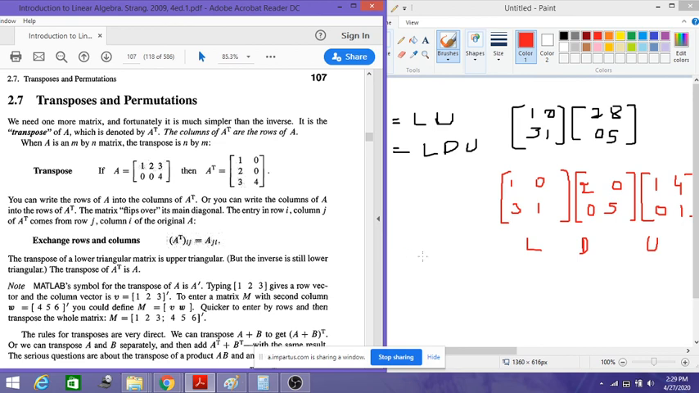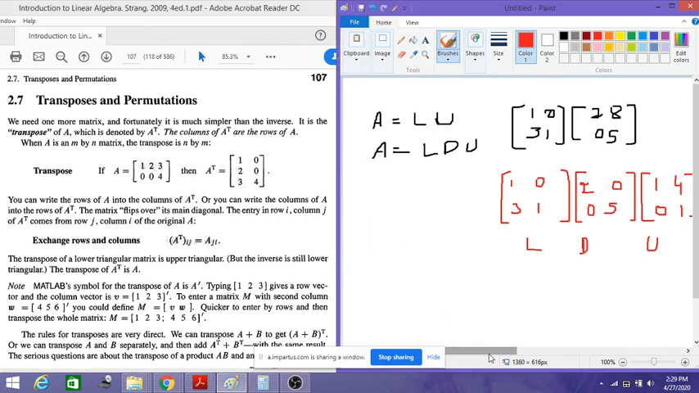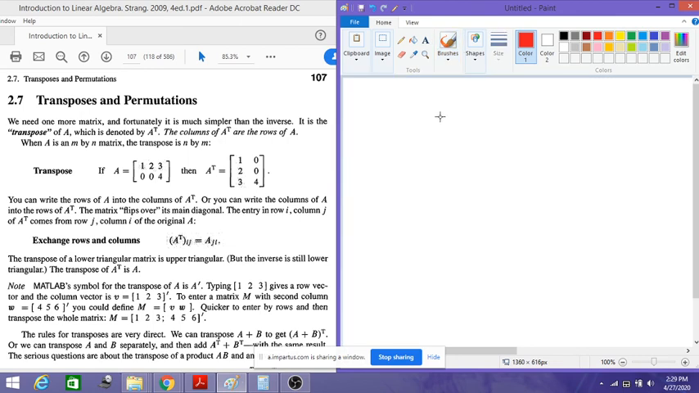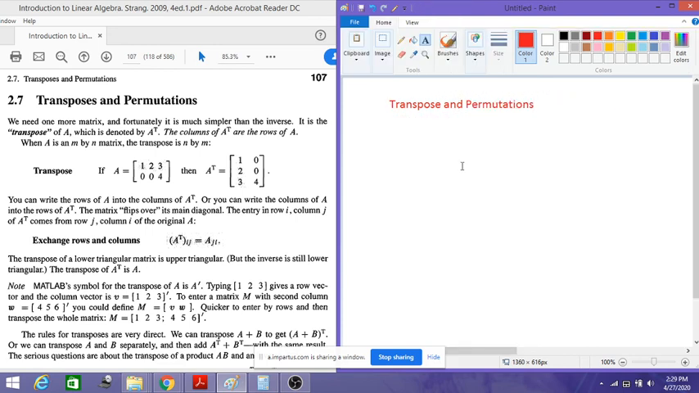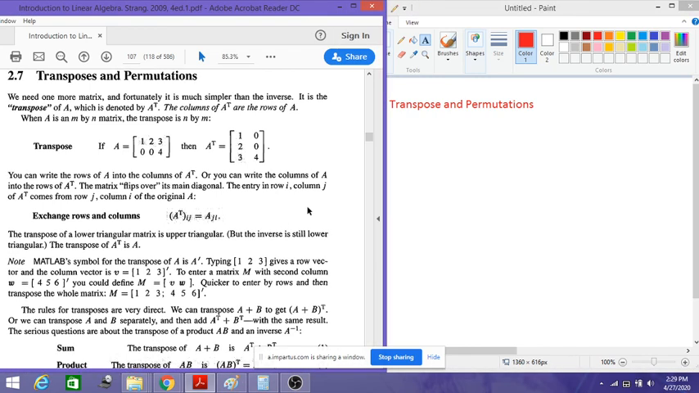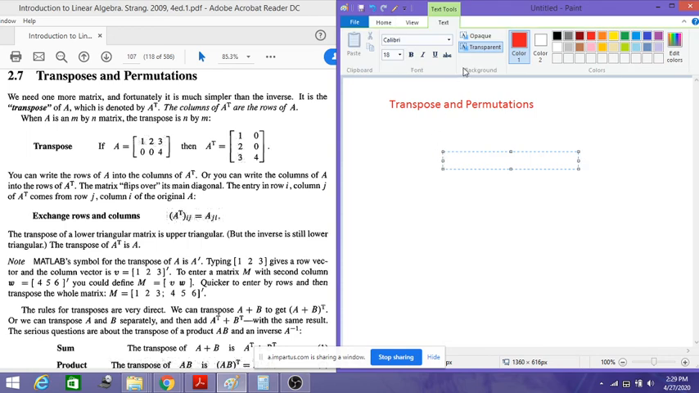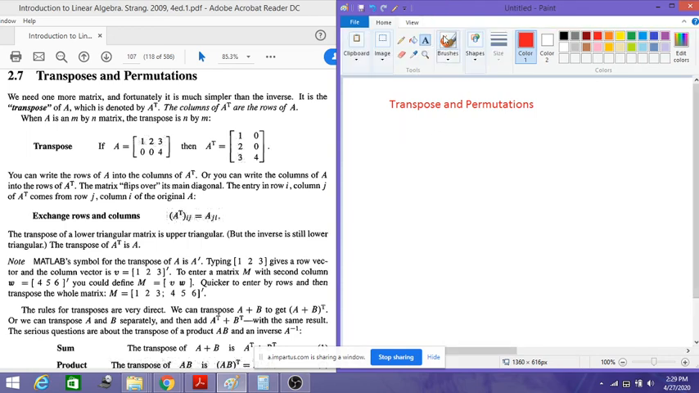Let us look into the transpose and permutations. We'll see basic rules here. We will not go into much detail because we know what a transpose is. It basically changes the rows to columns and columns to rows. So just as an example, I'll give one example here.